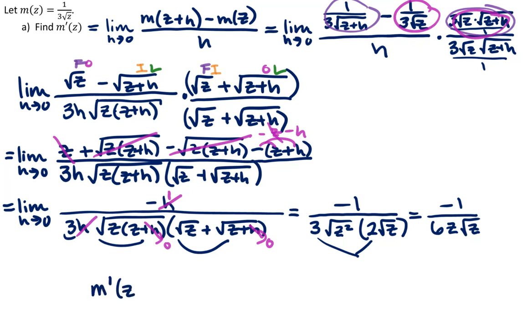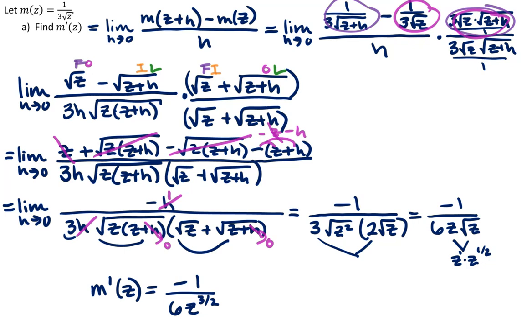So the derivative of m is negative 1 over 6. And if you want to, you could rewrite that as it's z times z to the 1/2. So z to the 3/2. So I don't have a huge preference there, but do try and simplify. So one of those nicer answers at the end would be great. Okay, that is the process for finding the derivative of a function.